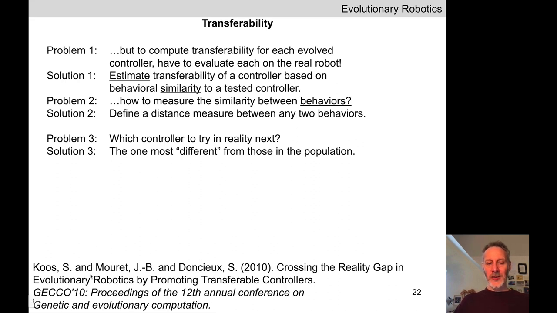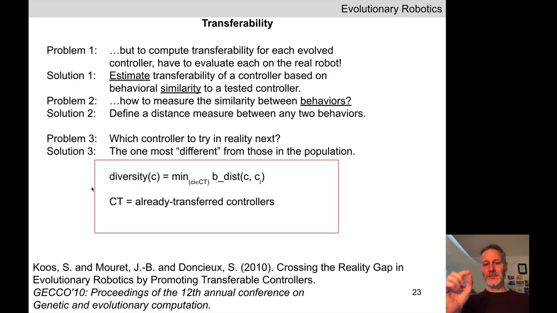The intuition of the authors is that you're going to send the controller which is most different from those in the current population. So among the remaining 11, you're going to pick the one out of those 11 that's as far from the other 11 controllers in the population as possible, or that's most different from the others in the population. What do we mean by most different? How do we know for any given controller in the population how different it is from the other 11? We can use behavioral distance again.